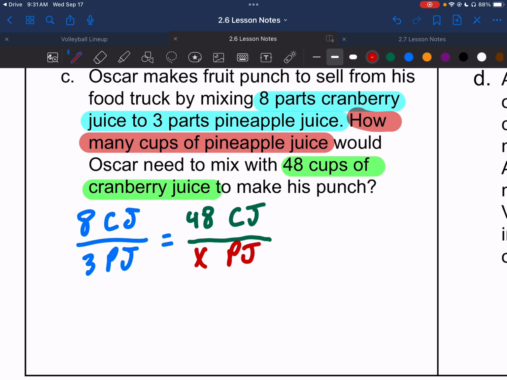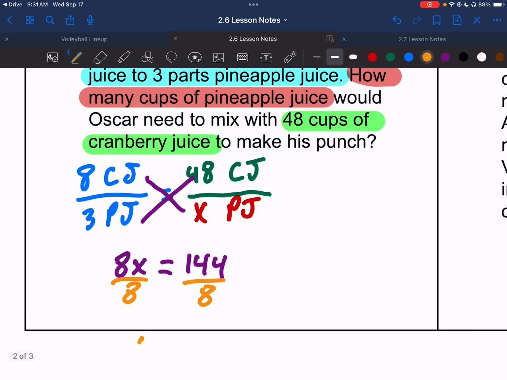So now what operations do we need to solve this? We need to use cross multiplication. So 8 times x is 8x. 3 times 48 is equal to 144. And then we divide both sides by 8. And we get that x is equal to 18 cups of pineapple juice. So we would need 18 cups of pineapple juice with the 48 cups of cranberry juice that Oscar has.